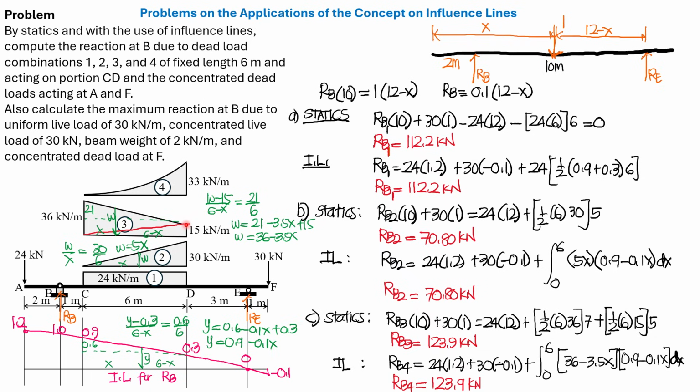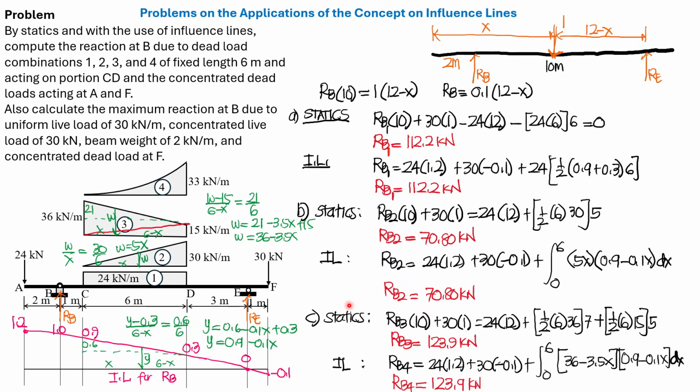So we have similar triangles: w minus 15 is to this length 6 minus x as 21 is to 6, since 36 minus 15 is 21. So w is 21 minus 3.5x, then plus 15, or 36 minus 3.5x. Let's check. When x is 0, w is 36 kilonewton per meter. When x is 6, that's also 15 kilonewton per meter, so that's correct.